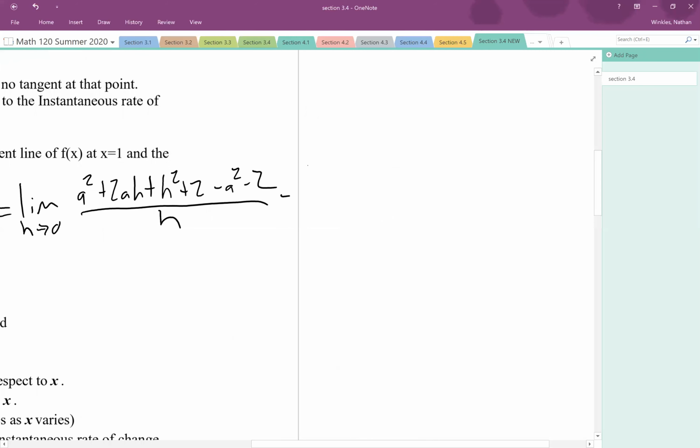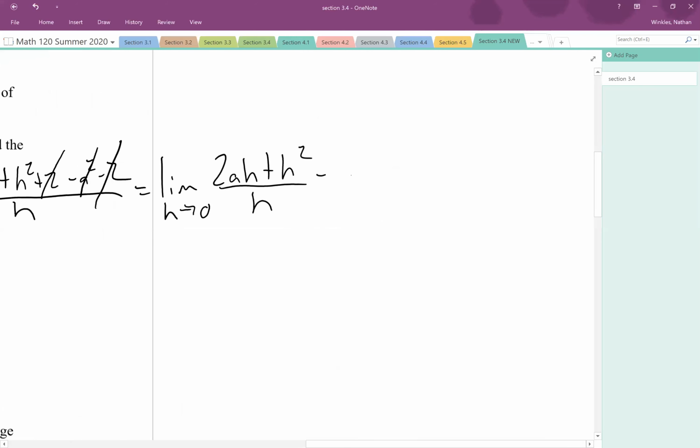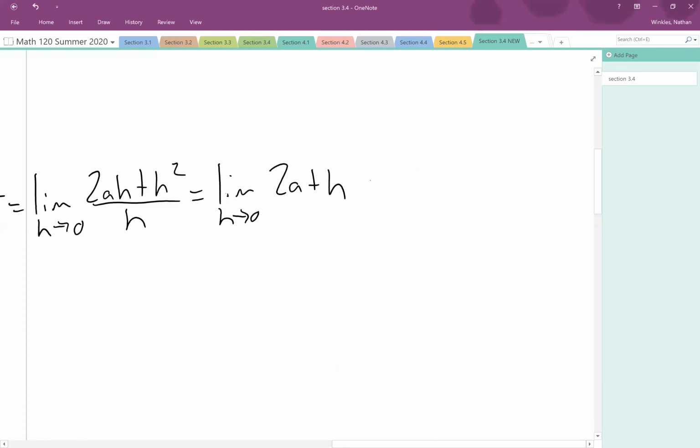So by simplifying this out, limit as h goes to 0 of a squared plus 2ah plus h squared plus 2 minus a squared minus 2 all over h. At this point, we can cancel out everything: a squared minus a squared, and 2 minus 2. So we have 2ah plus h squared all over h. Everything over there can be divisible by h, so we have 2a plus h. The last thing is to perform the limit, and we're going to let h equal 0 at this point to give us 2a.